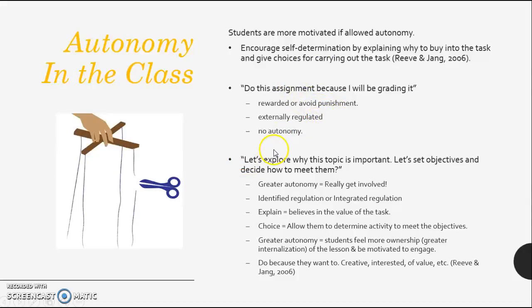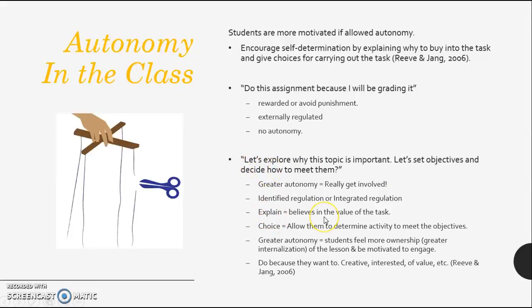Now, if you say instead, let's explore why this topic is important, let's set objectives, and let's decide how to meet them, there's a lot more autonomy there. And students will get more involved according to the self-determination theory. So this is identified regulation when the student buys into the topic, why it's important, and integrated regulation when they can decide what activities to engage in.